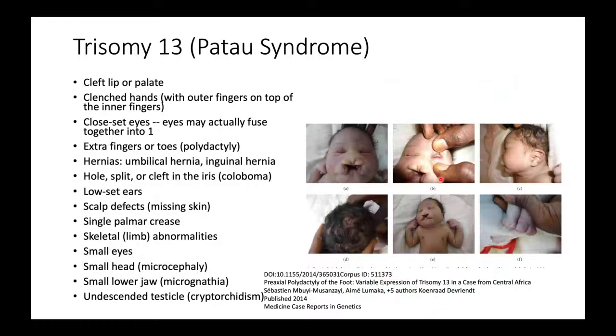In trisomy 13, it looks quite similar in some respects because they have the overlapping of the fingers. They may have the rocker bottom feet, but trisomy 13 is characterized by clefts, so cleft of the lip or palate, and scalp defects. They may also have the eyes close set and hernias, as well as the skeletal abnormalities, the small head microcephaly, micrognathia, and undescended testes.